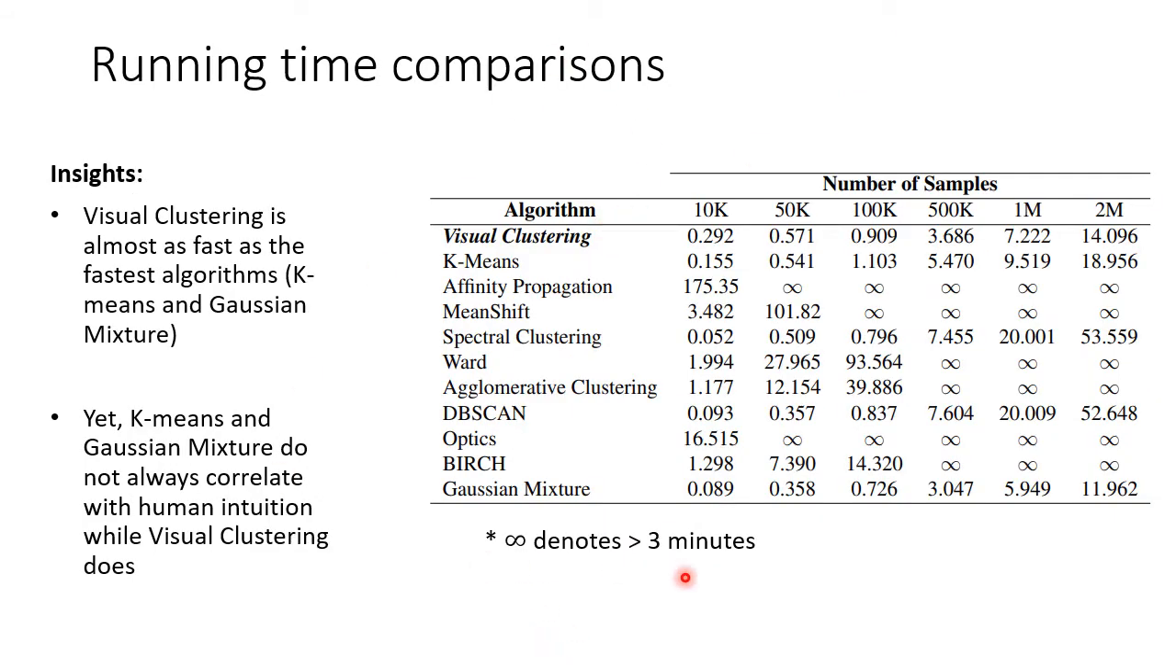This table shows running time comparisons when we increase the number of samples for the different algorithms. Visual clustering takes 0.2 seconds for 10K samples and 14 seconds for 2 million samples, compared with something like agglomerative clustering, which takes 39 seconds for 100K samples and goes above 3 minutes, denoted here by infinity, when we go beyond 500K samples. The same for DBSCAN, but a bit less aggressive. It takes 52 seconds compared to visual clustering, which takes 14 seconds on 2 million samples. So it's as fast as the fastest classical algorithms such as k-means clustering or Gaussian mixture, but at the same time it gives us clustering results that are more in line with the human intuition as seen in the previous slide.